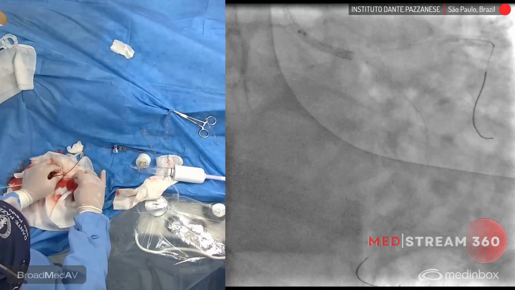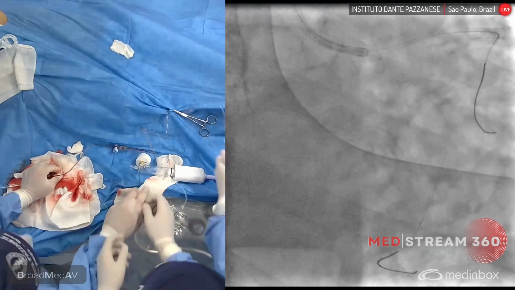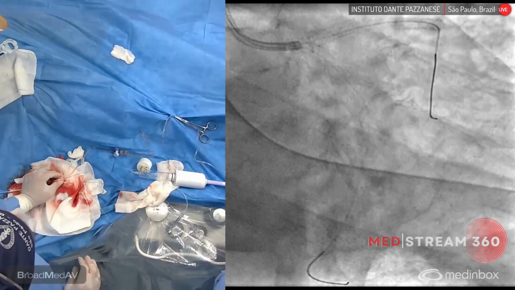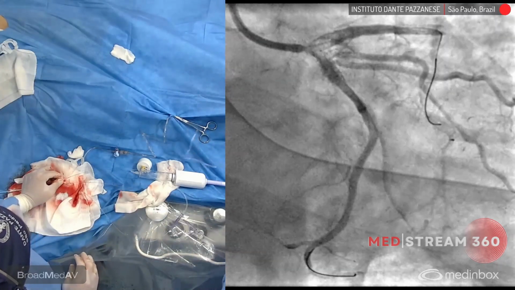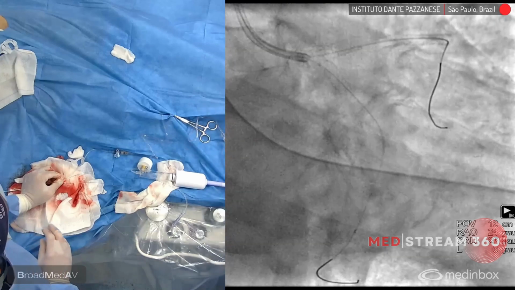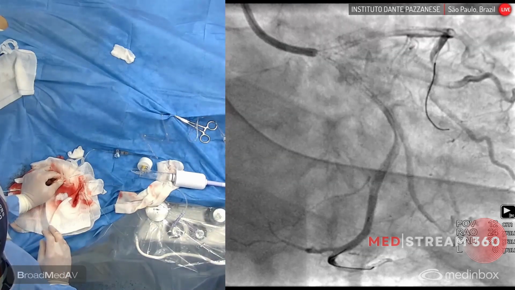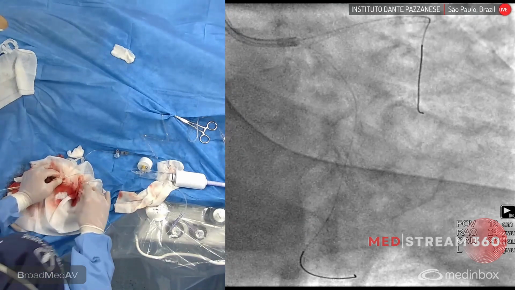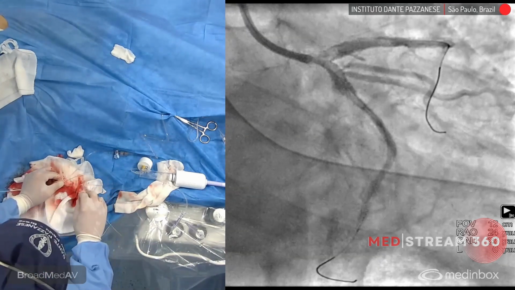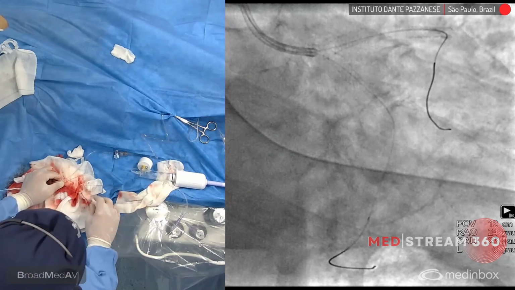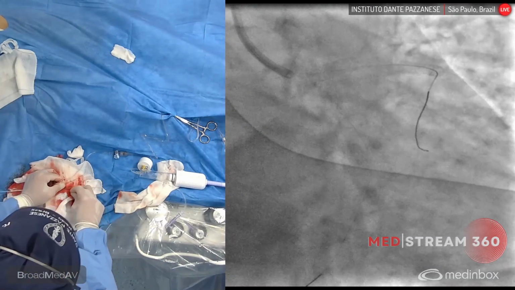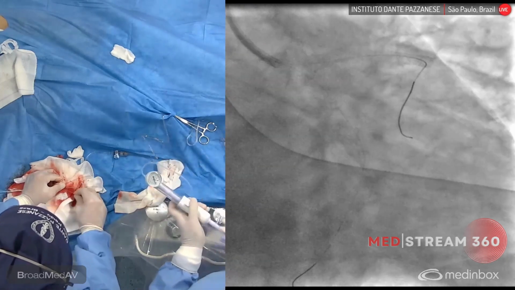Just to accommodate, you have to size the balloons according to the vessel. Okay, it's going to be difficult. Yeah, I see in the circumflex maybe some extravasation there. Yes. You need to have back the balloon there.